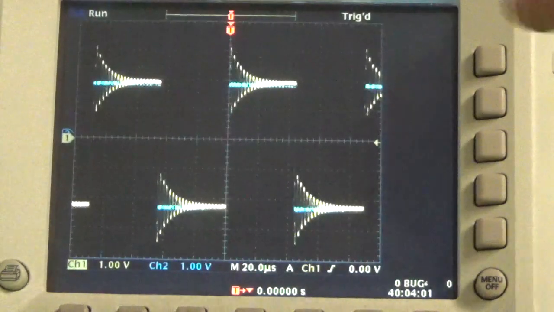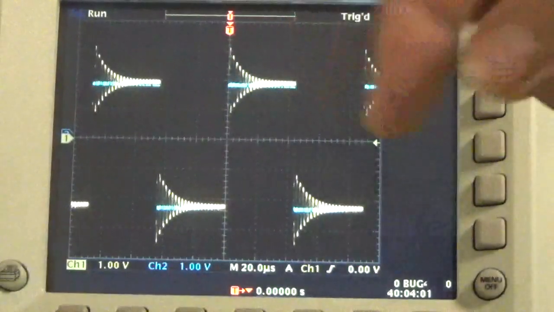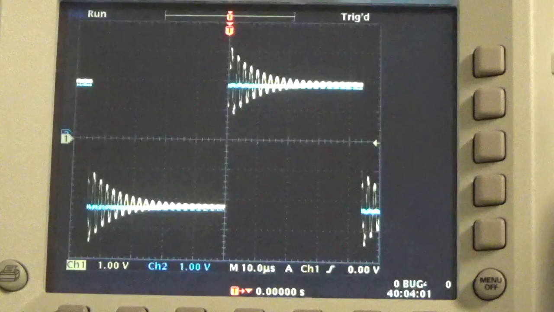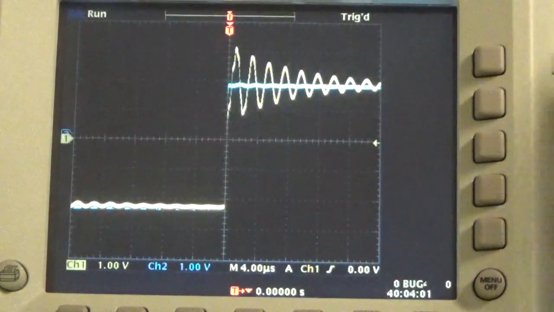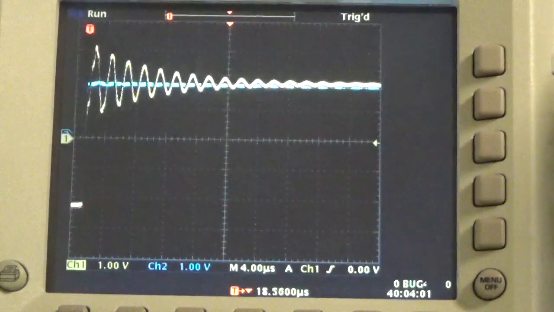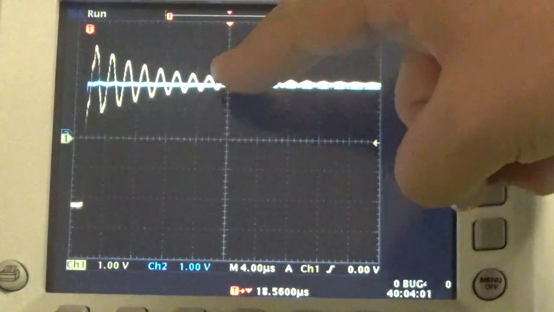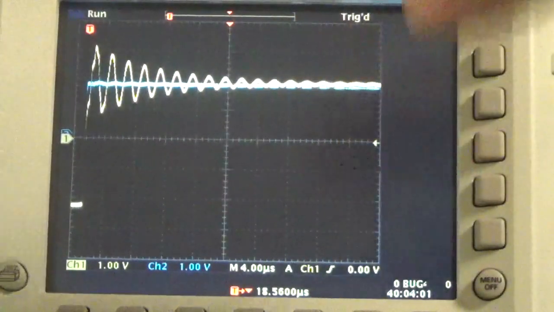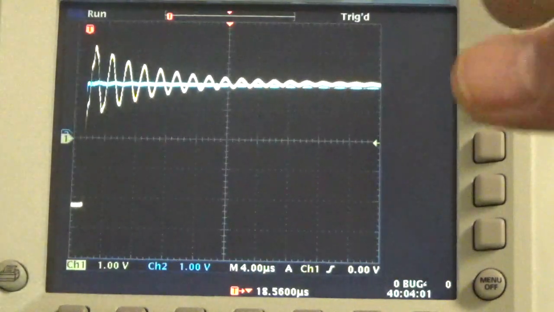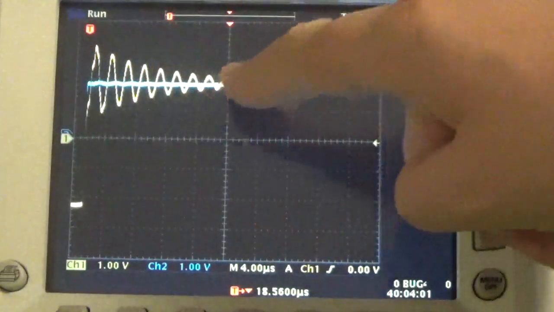Okay, so hopefully that's clear. You can see the damping here. What do I mean by damping? You can see something like this, that this signal has this kind of damping. And actually, when we have a resistor, inductor and capacitor connected in series, we will have this kind of damping.